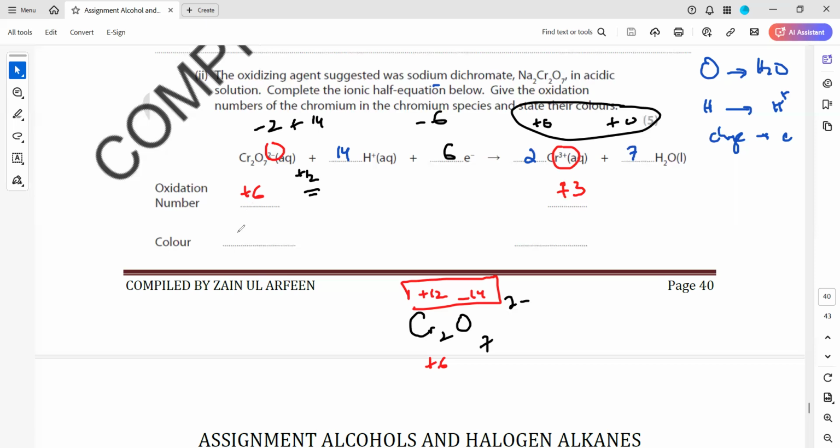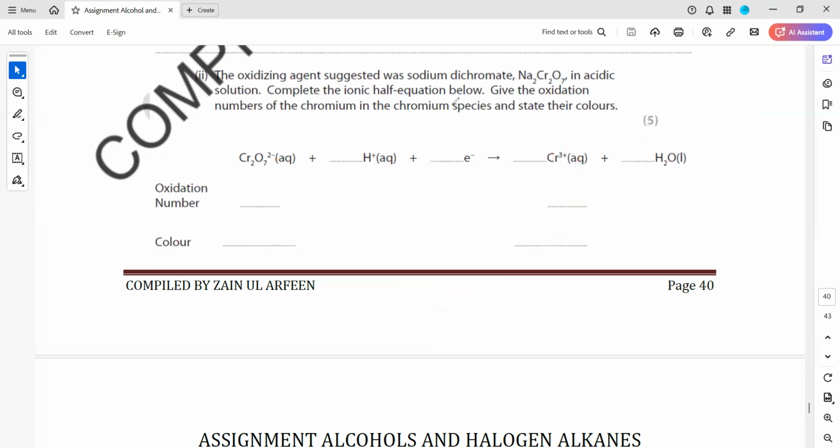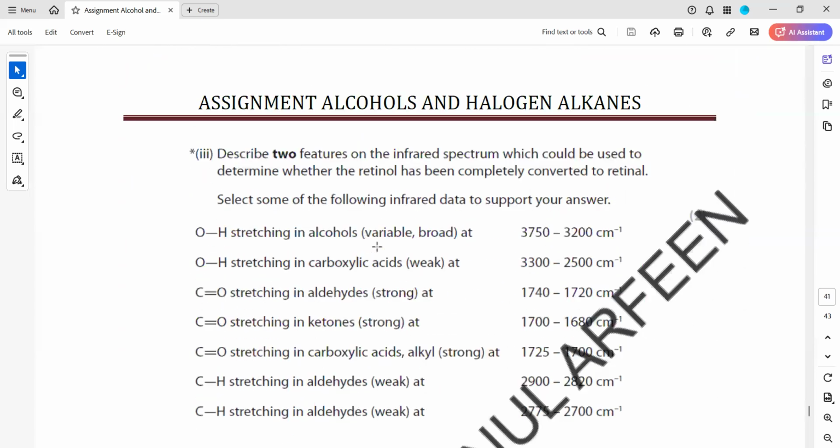The colors you have to memorize: chromate, when it is plus 6, is orange in color, and when it is plus 3, it is green in color. So you have to memorize this. And same thing for manganate: manganese plus 7 is purple or pink, acceptable, and plus 2 is colorless.